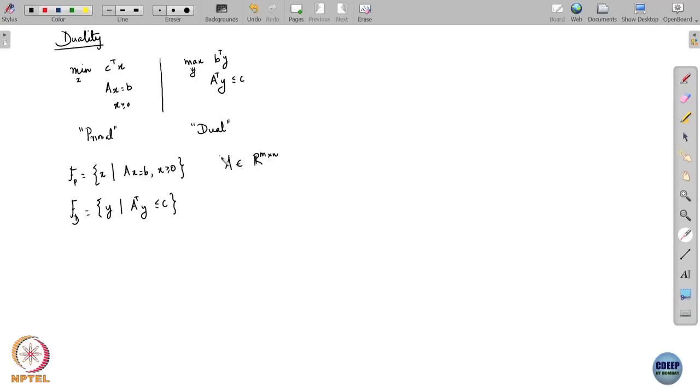So, these two optimization problems, the primal and the dual, are not in the same space at all. I mean, one is in Rn, the other is in Rm. One has n decision variables, the other has m decision variables. All right. Yet, what is amazing is that they are very closely related. So, I will show you this.